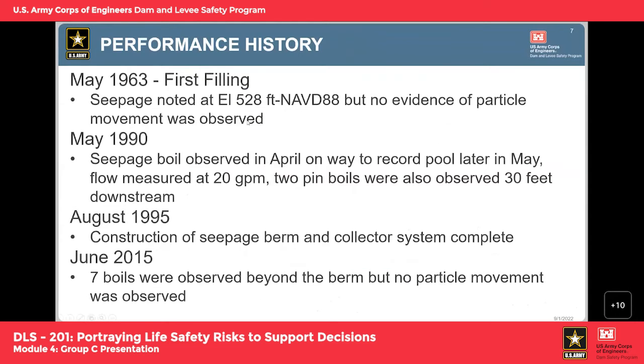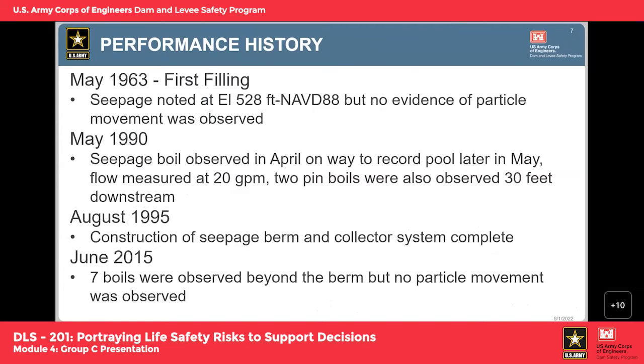Okay, the performance history. In May '63, seepage was noted as soon as the pool reached elevation 528, which is 5 feet below top of conservation. A ponding area at the downstream toe at the left abutment indicated seepage was flowing underneath the dam. Luckily, it was low, widespread seepage, so there wasn't any evidence of piping, sand boils, or particle movement.